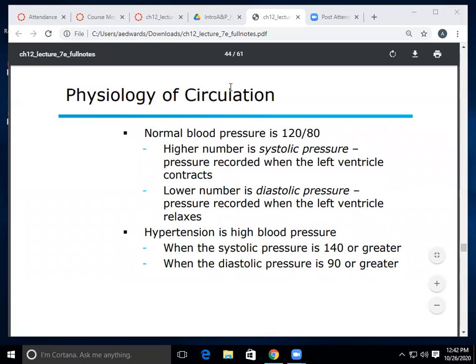And this usually happens when the systolic pressure is 140 or more. Diastolic pressure is 90 or more. Okay, so if the pressure when the left ventricle contracts is more than 140, that's an indicator of high blood pressure. If the pressure when the left ventricle relaxes is greater than 90, okay, high blood pressure.